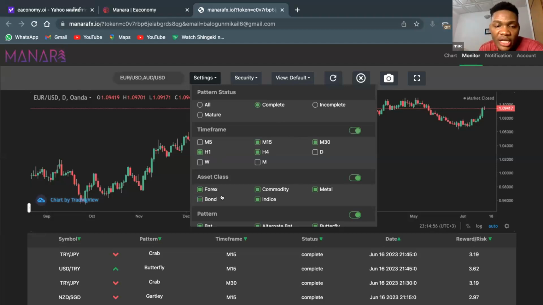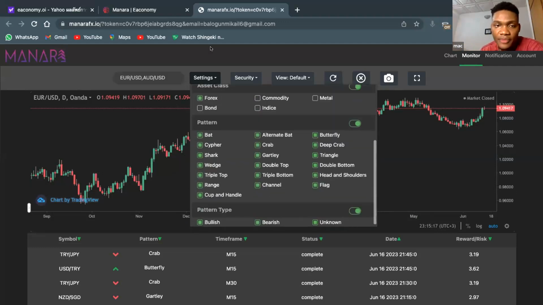Then unclick bond, unclick indices, unclick commodity, unclick metal. The only thing we are looking at is Forex. All these other ones, we don't care, right? So unclick all those ones, right? So please take a screenshot of this if you feel like you might not remember the ones you're supposed to leave and the ones you're supposed to unclick. Then the next thing is to unclick all other patterns. The patterns we like to use here are bat and butterfly.